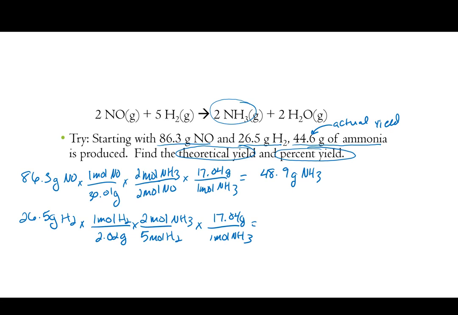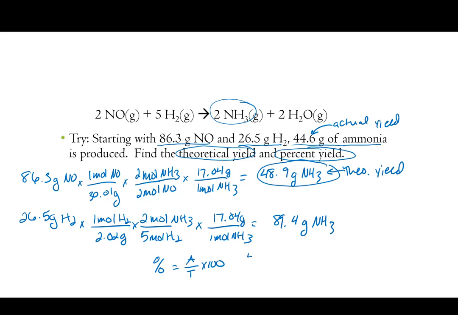So if I used up all of my hydrogen, I would make 89.4 grams of ammonia. But I don't, because my nitrogen monoxide is going to run out first. So nitrogen monoxide would be my limiting. My theoretical yield is what I just solved for, the 48.9. So percent yield, again, is actual over theoretical times 100. So my actual yield is 44.6. My theoretical yield is 48.9 times 100, and I get a percent yield of 91.2%.